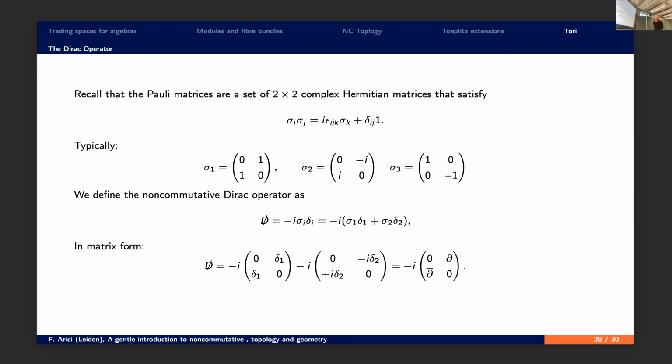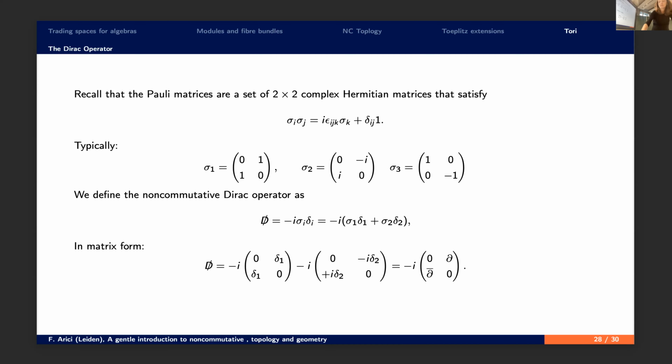Again, here the domain is not functions, it's elements in an algebra. So there are no points, but we can still make the same construction that we would do classically when defining the Dirac operator on a manifold. So we take the 2 by 2 Pauli matrices, going to 2 by 2 is enough here, and we define the Dirac operator as a linear combination of multiplications of our basic derivations with Pauli matrices. And this is this operator, minus i, 0, delta, delta bar, 0. This is a self-adjoint operator.